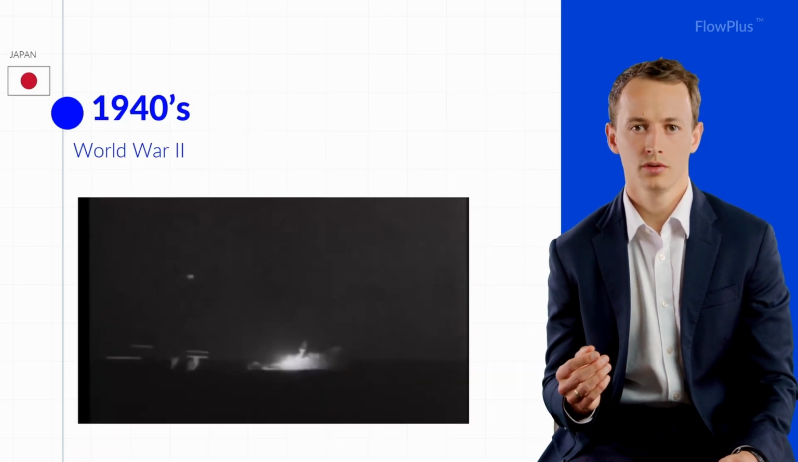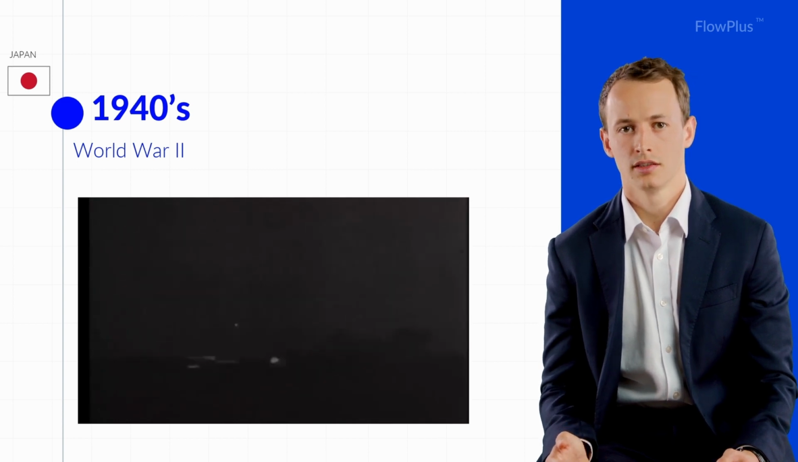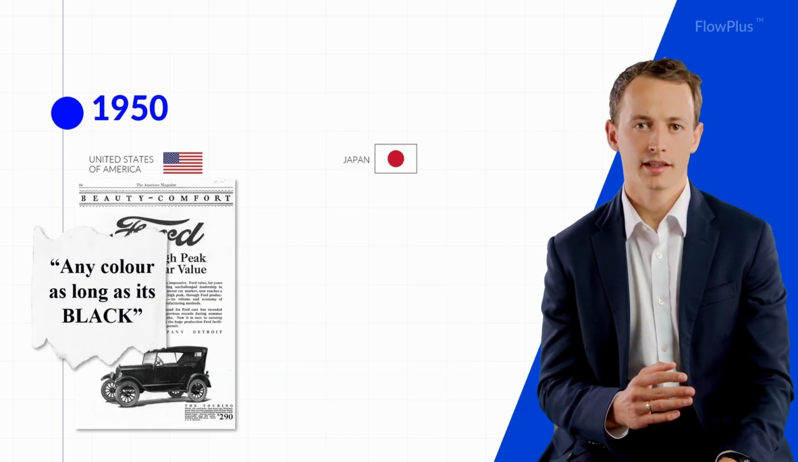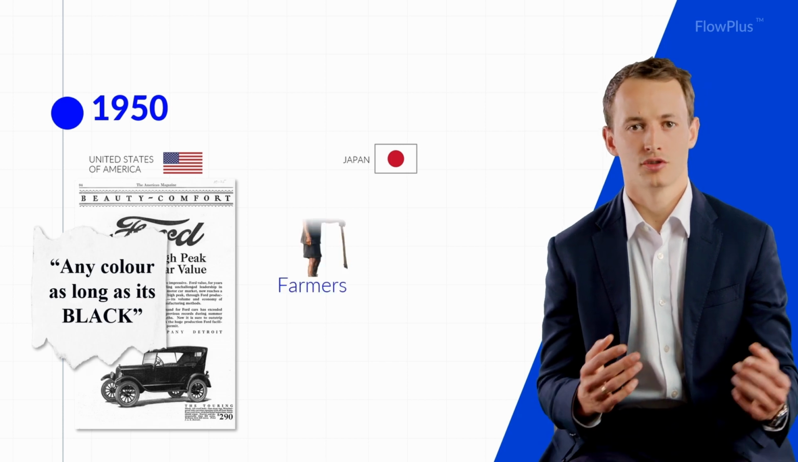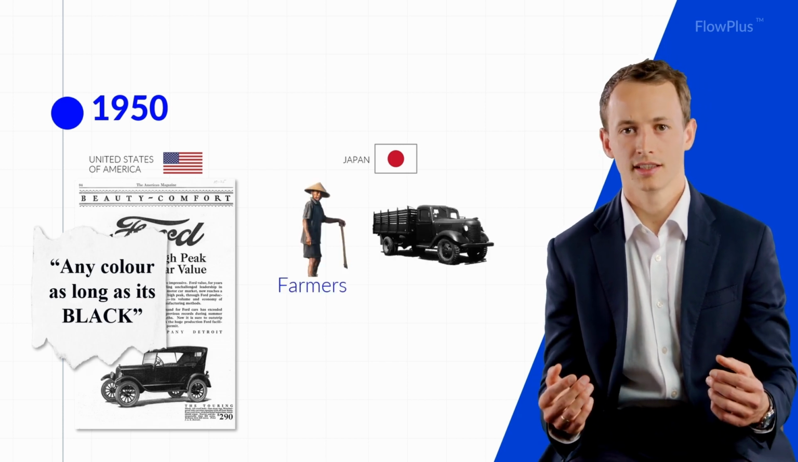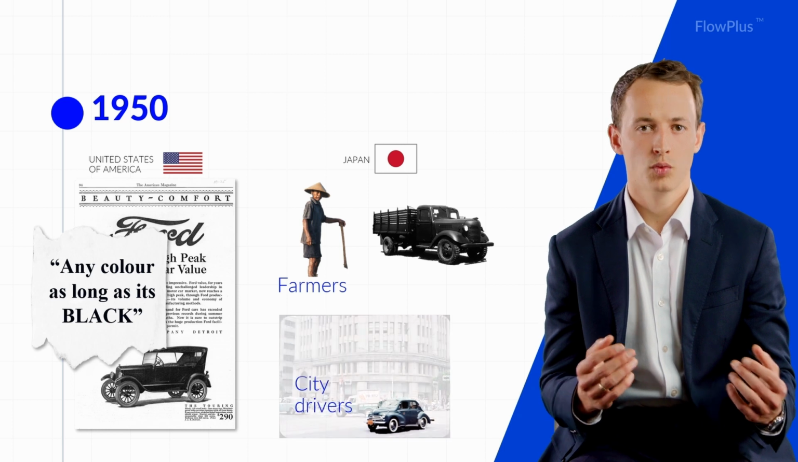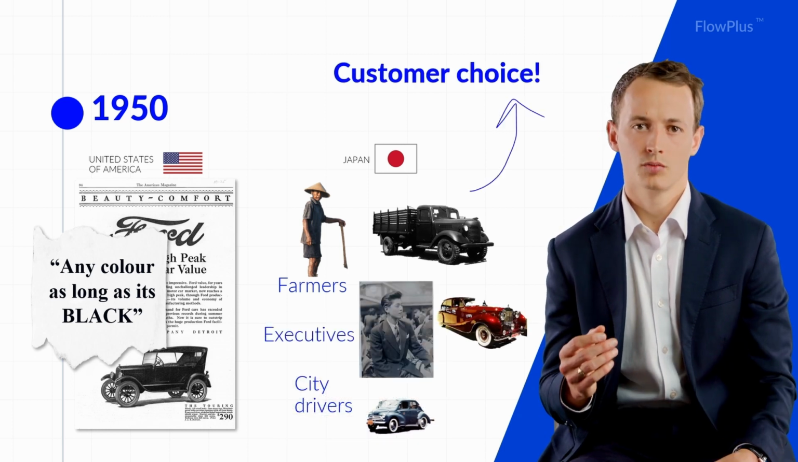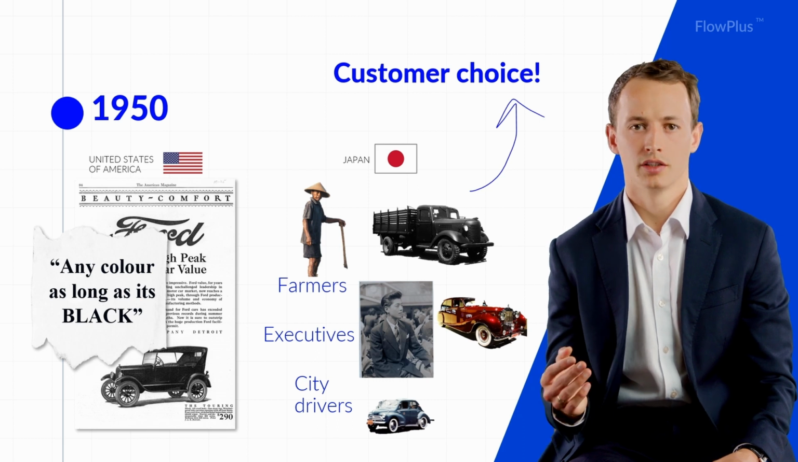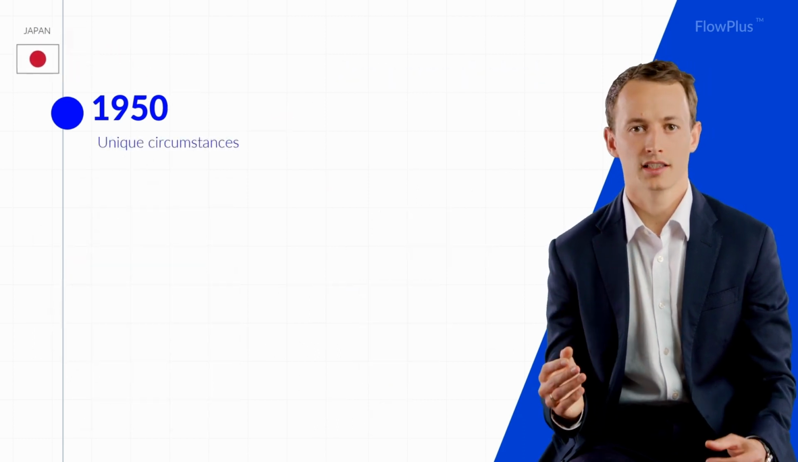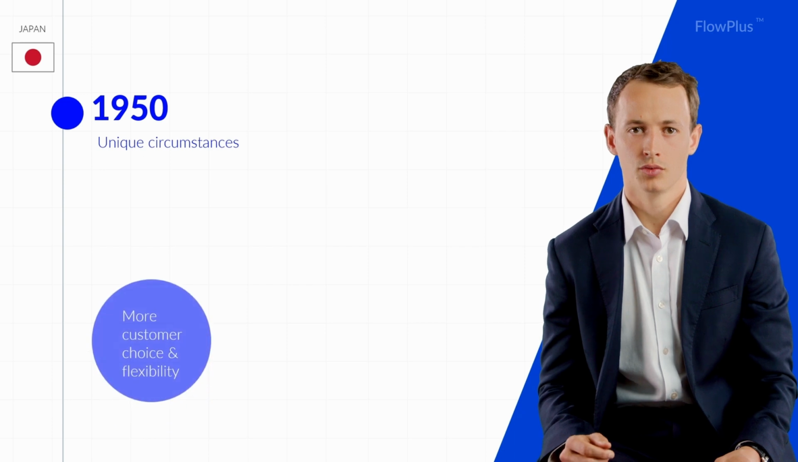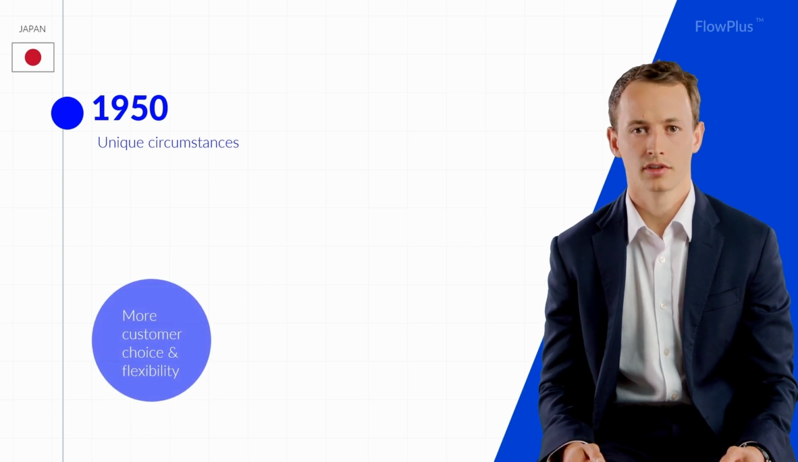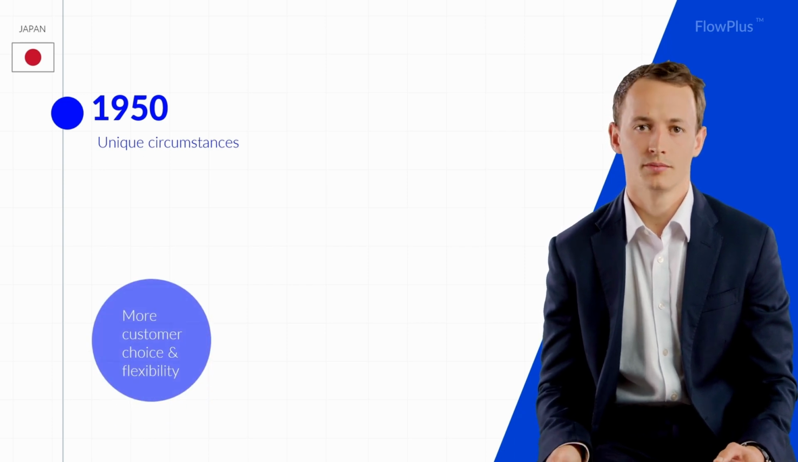After World War II, Japan initially experienced extreme economic difficulty. The difference was that in Japan, farmers wanted vans and trucks. People in cities wanted small cars, and wealthy executives wanted luxury vehicles. The mass production way of America wouldn't work in Japan. They needed a more flexible way of producing cars that would allow different models and colours of a car to be produced on the same production line.